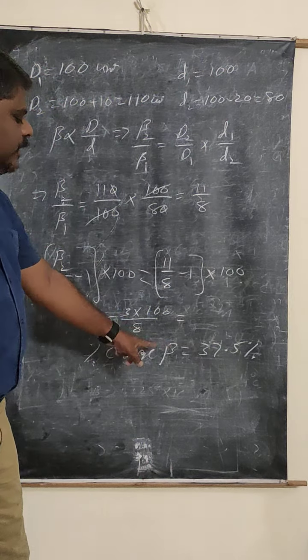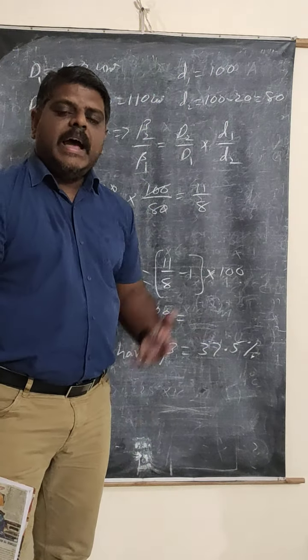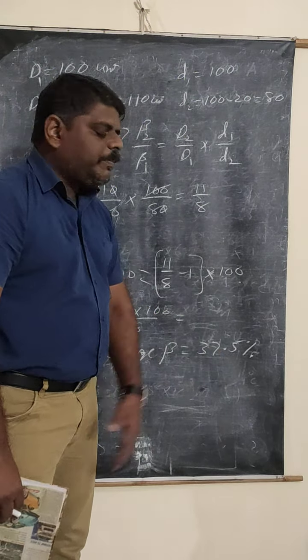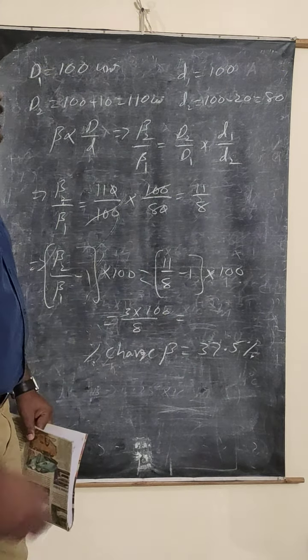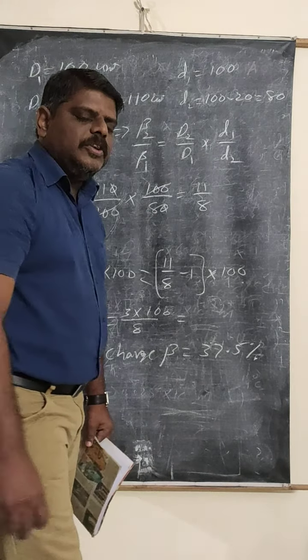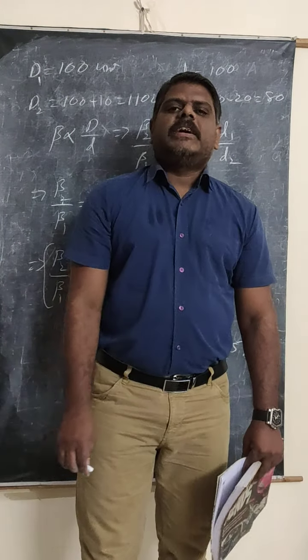So that's why the fringe width increases, and it increases by 37.5%. If I simplify this, you get this value. This is the process of the solution, and this problem is very important for the competitive part also.